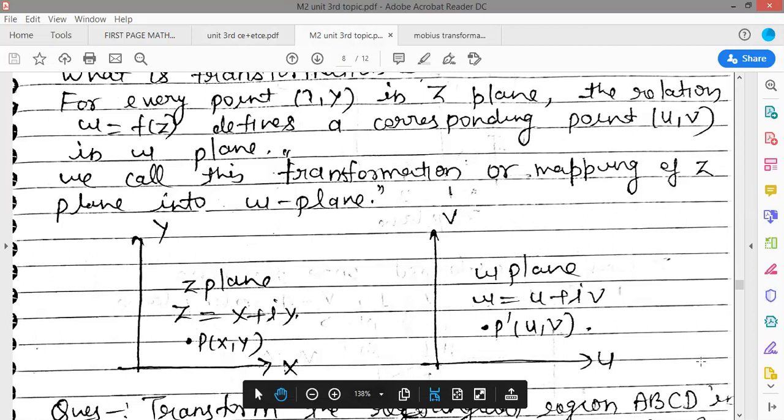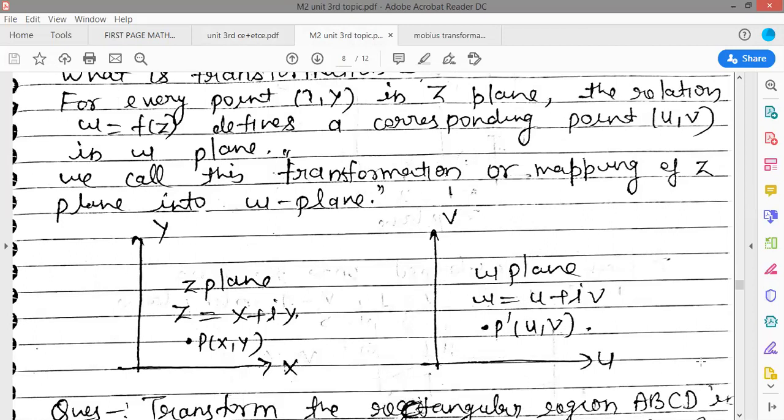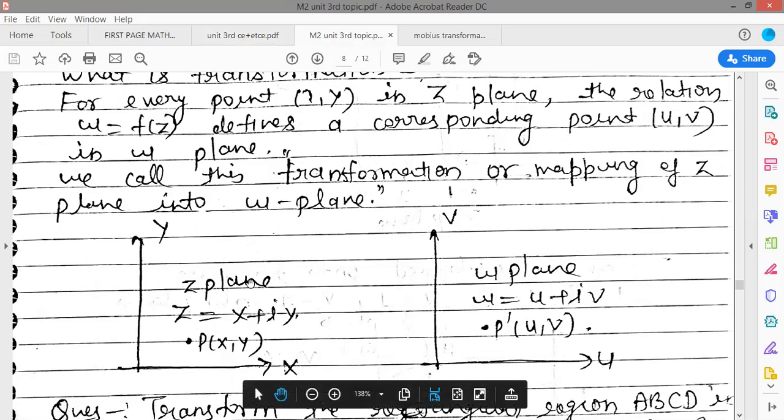So in transformation, this is your Z plane, and the Z plane coordinates are x and y. There is a point P here. That means you are just transforming your Z plane into a new plane W. The W plane coordinates are u and v. So this is called transformation.